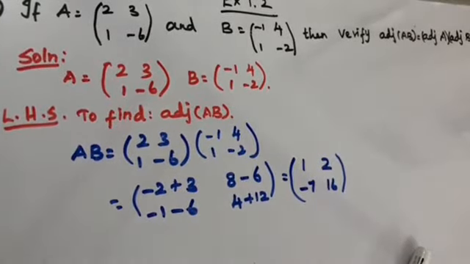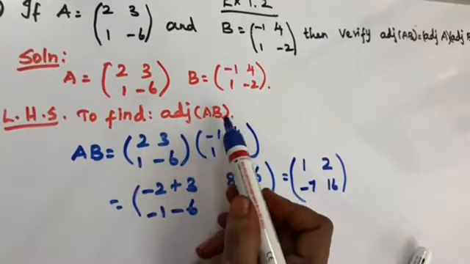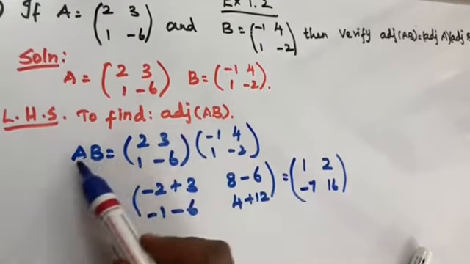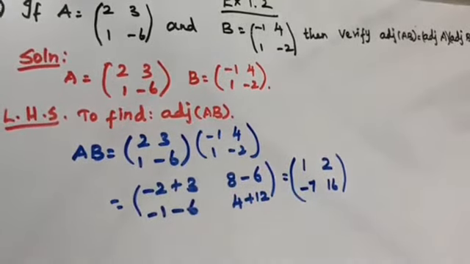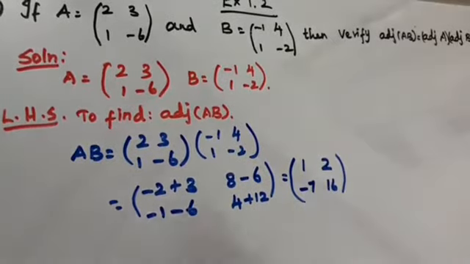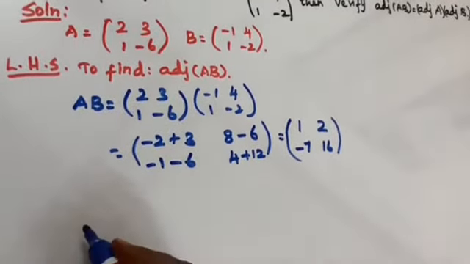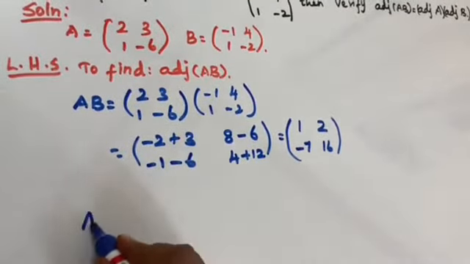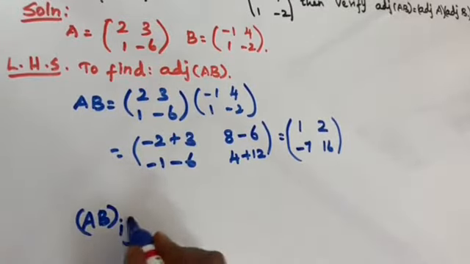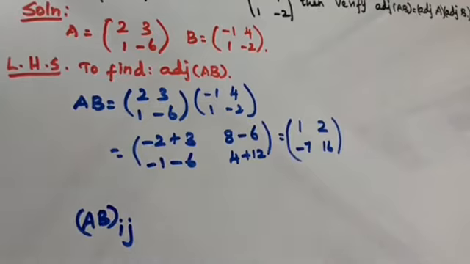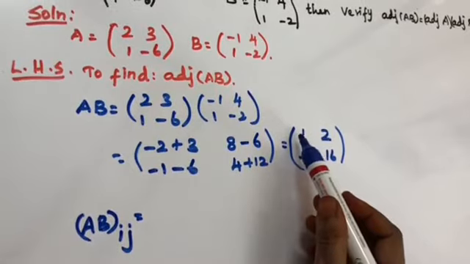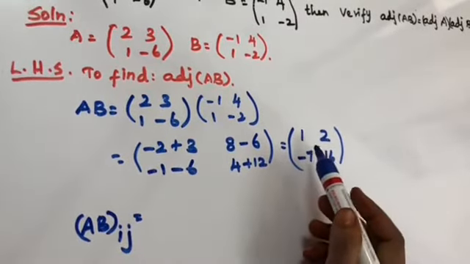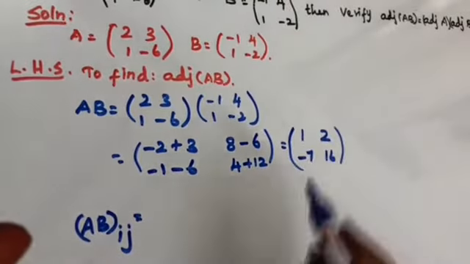Okay, so to find adjoint AB, we should find the matrix AB, the product of A and B. So here I write the matrices A and B and find the product. It is [1, 2; -7, 16]. Now it's time to calculate adjoint AB. So before that, we can write the AB ij. We have to find the cofactors for each and every one of the terms, and then we can write the adjoint of AB. Okay, shall we write the cofactors?